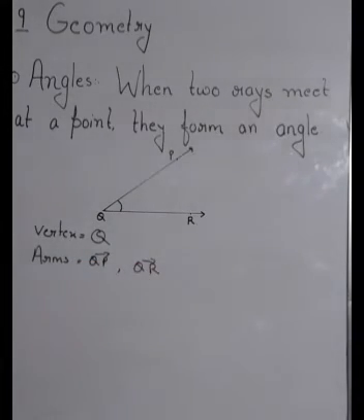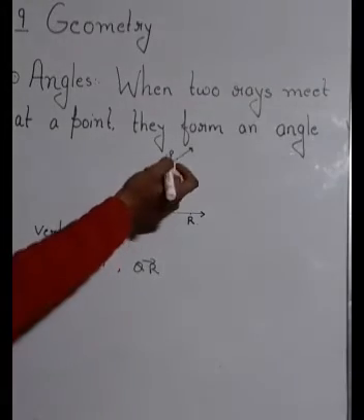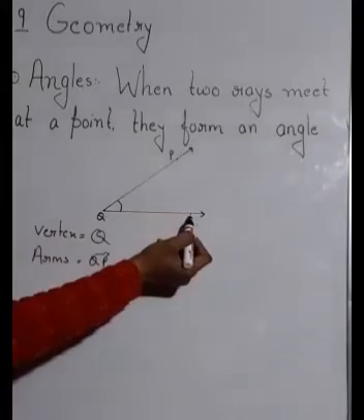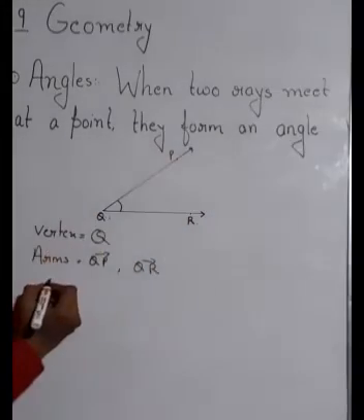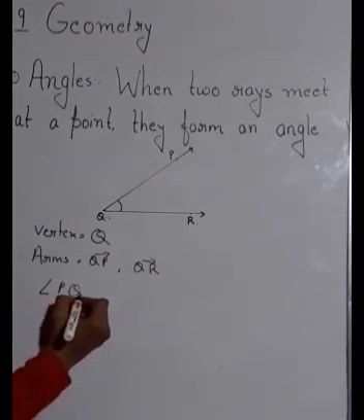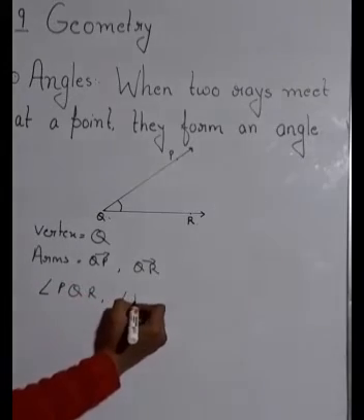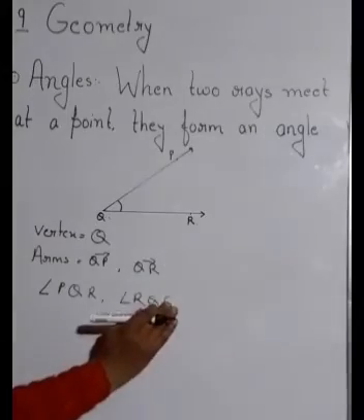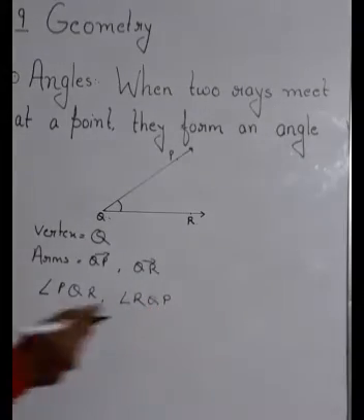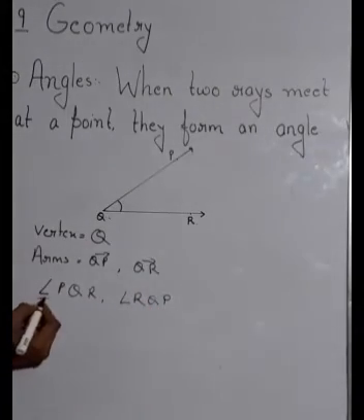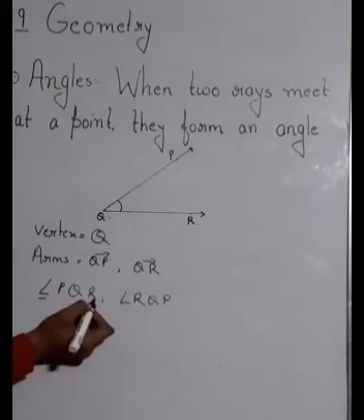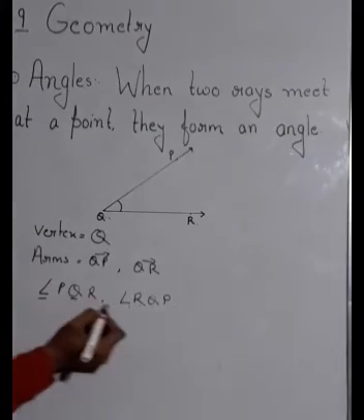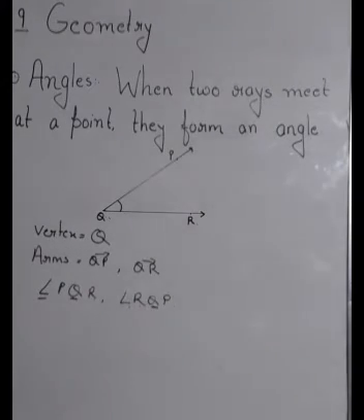Okay, and how you are going to name it, I told you, when you are naming it, its name can be PQR or angle RQP. The only thing which you have to keep in mind is that while writing its name, the vertex should be written in the middle. So the two ways of writing the name of your angle are angle PQR, this is the symbol of angle, or your angle RQP. As you can see, in both of them I have written the vertex in the middle.